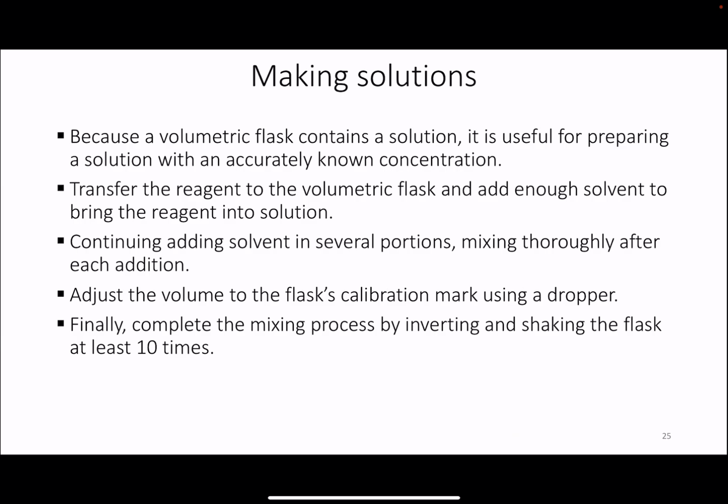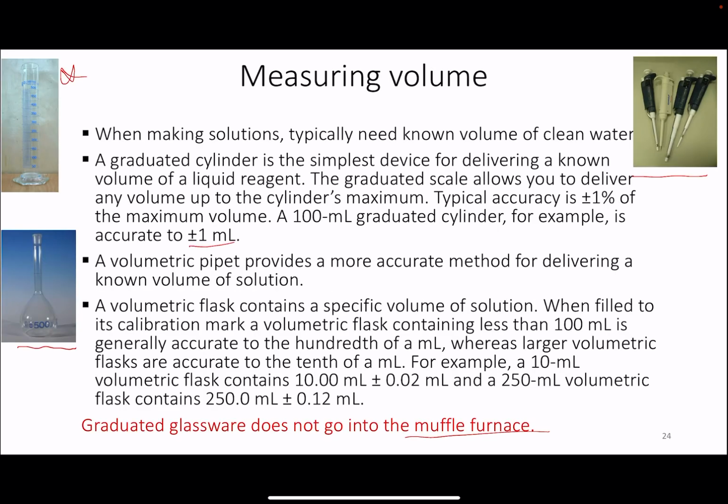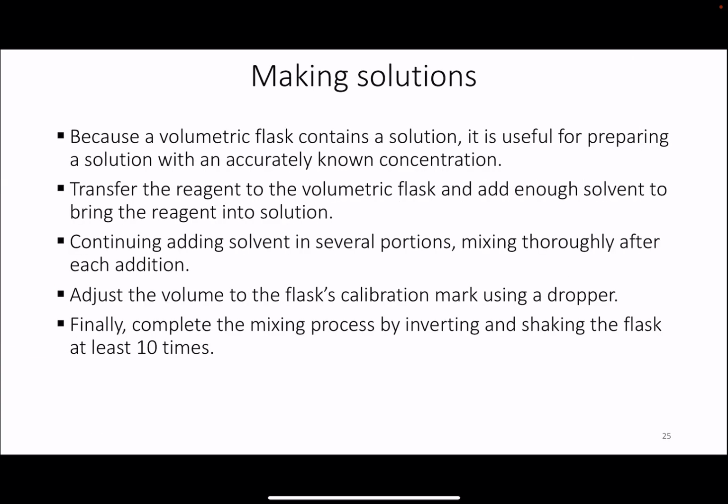We use volumetrics to make solutions because volumetric flasks are good for highly accurate known concentrations. So the first thing you do is transfer the reagent to the volumetric flask and add enough solvent to bring the reagent into solution. You continue adding solvent slowly and keep mixing. You adjust the volume to the flask's calibration mark, which you can see, that's that little mark there, that line, using a dropper, and then you invert and shake very carefully.